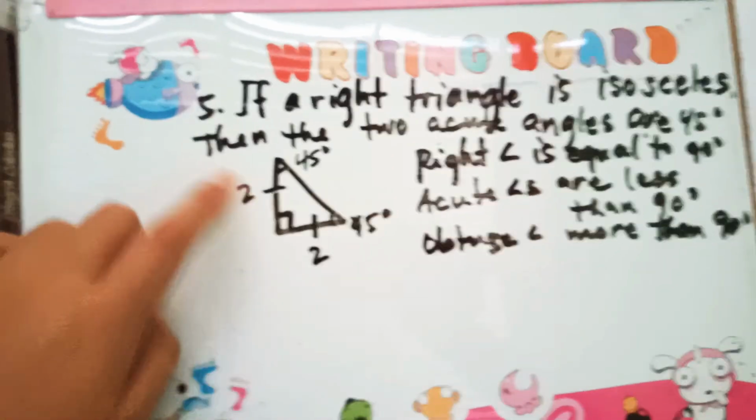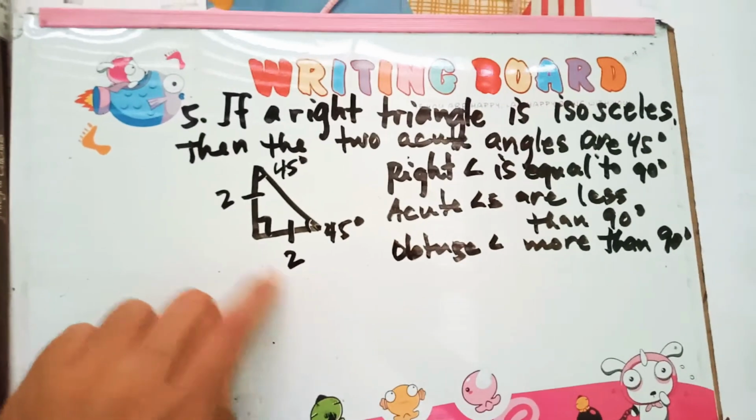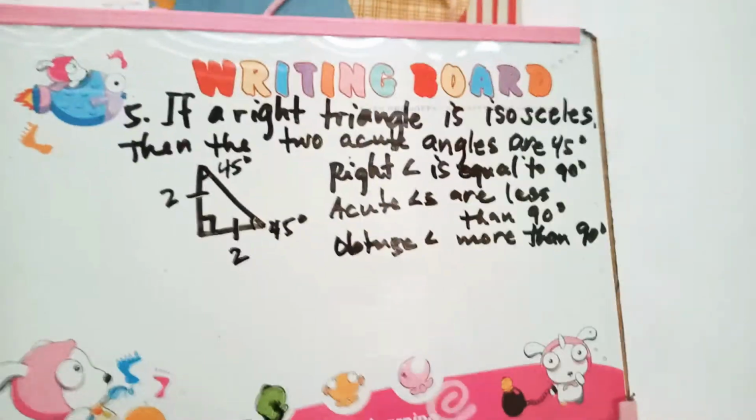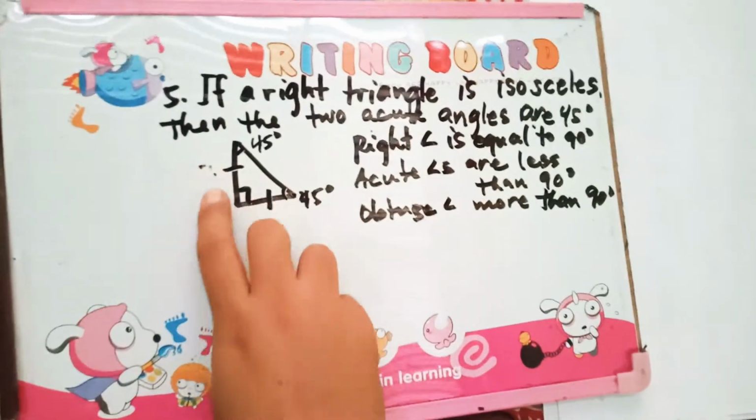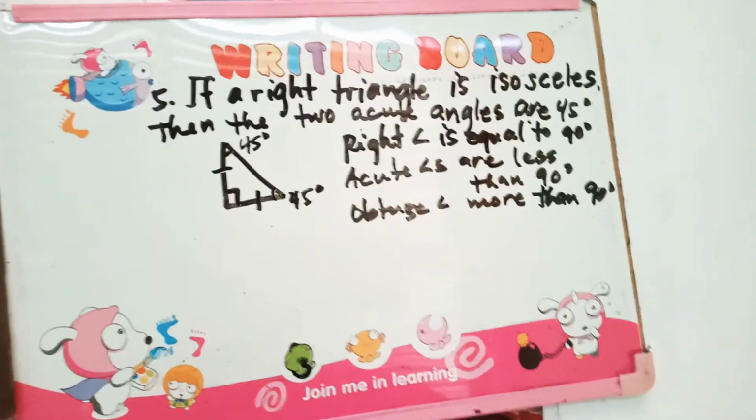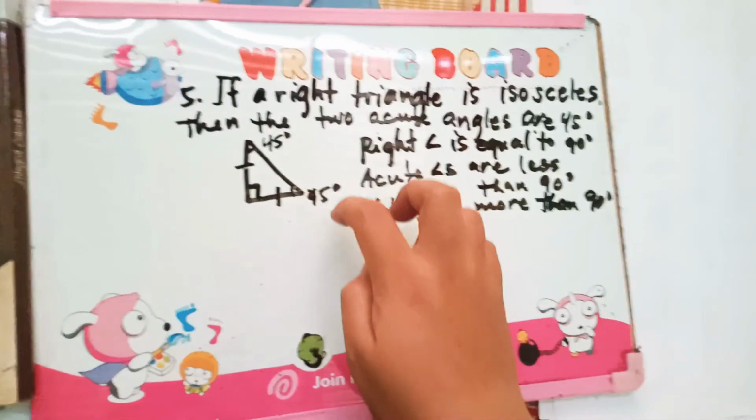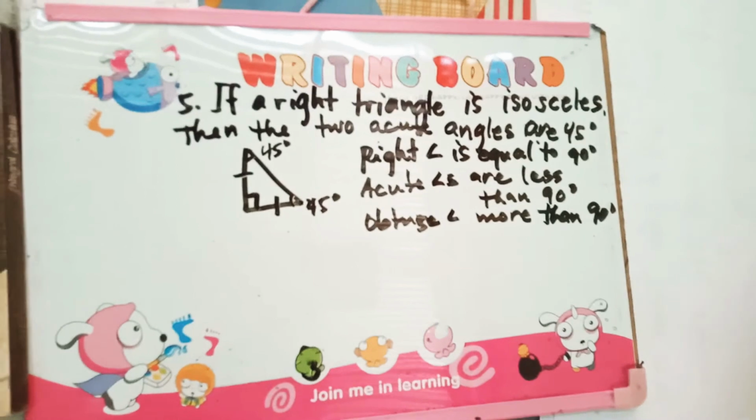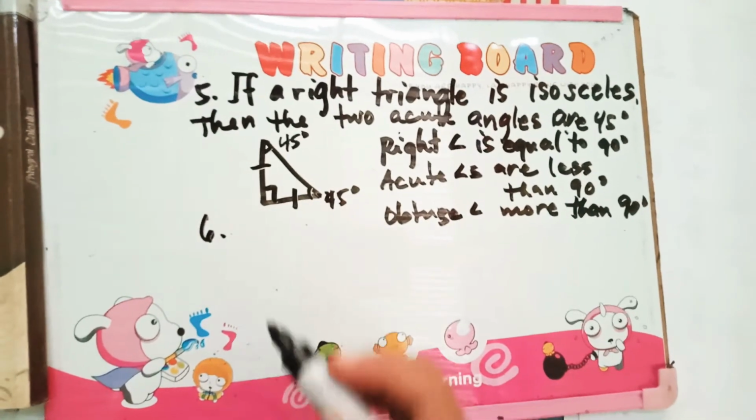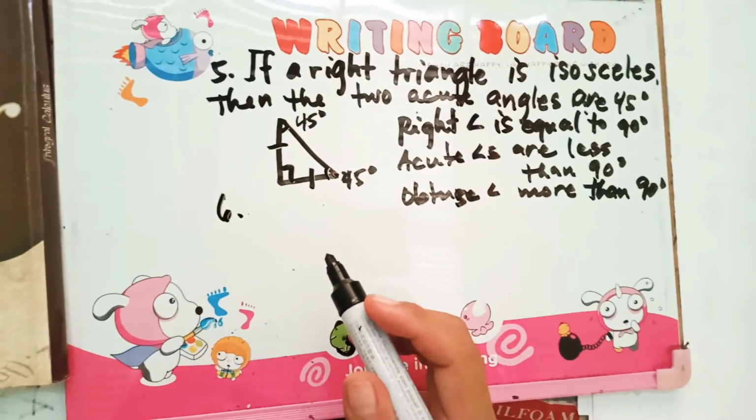Isosceles means two sides of a triangle are equal. Okay? This is just a sample measurement. As long as they have the same measurement, they are isosceles, and when they have the same measurement, their acute angles are also the same. Okay? Next property, the sixth one.